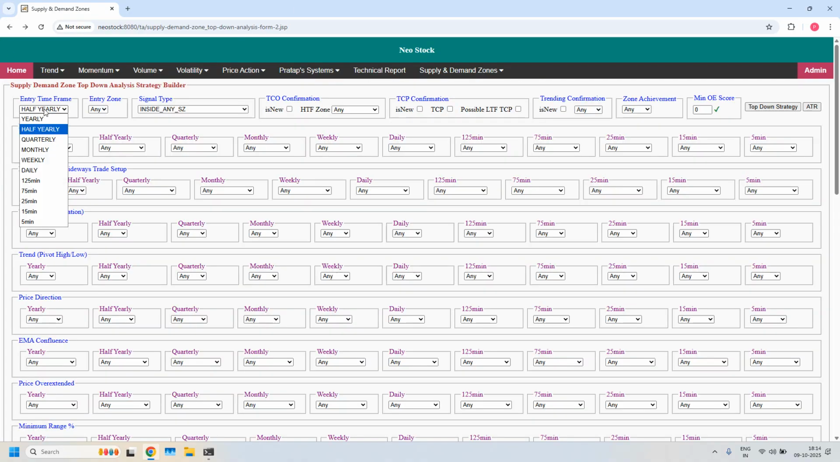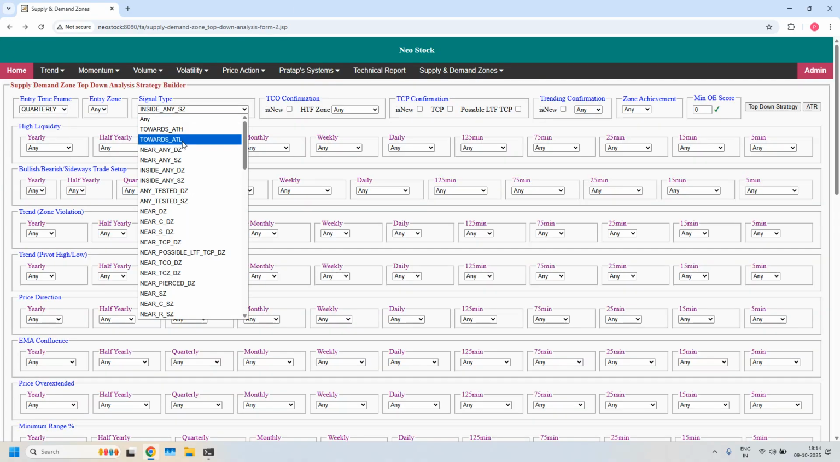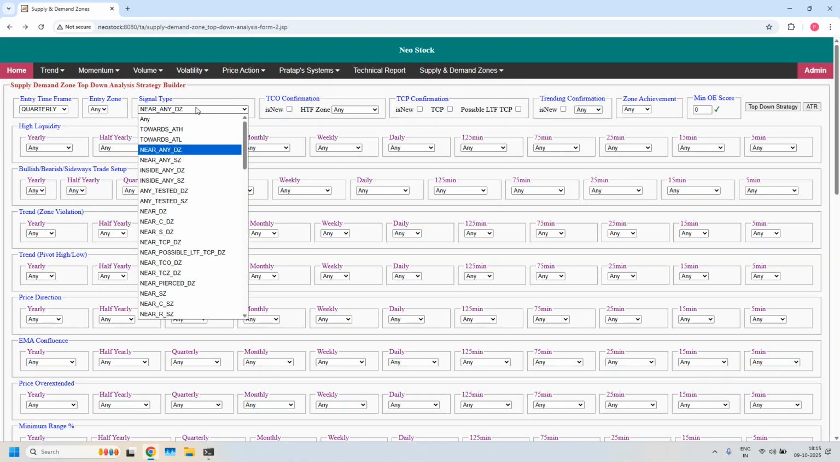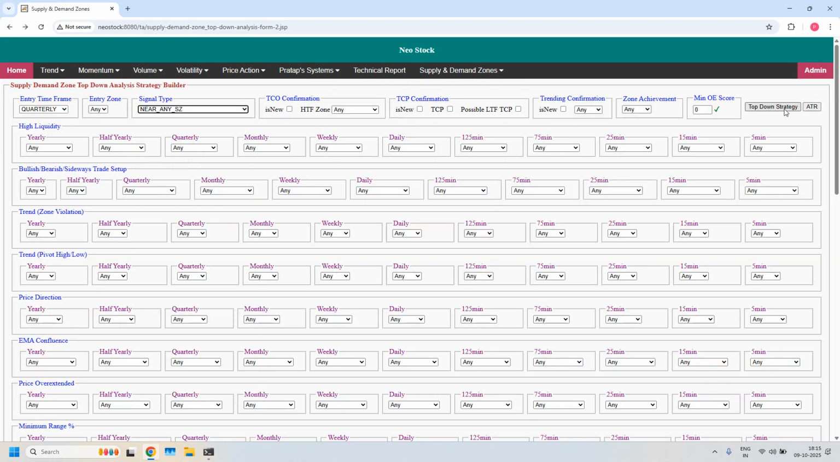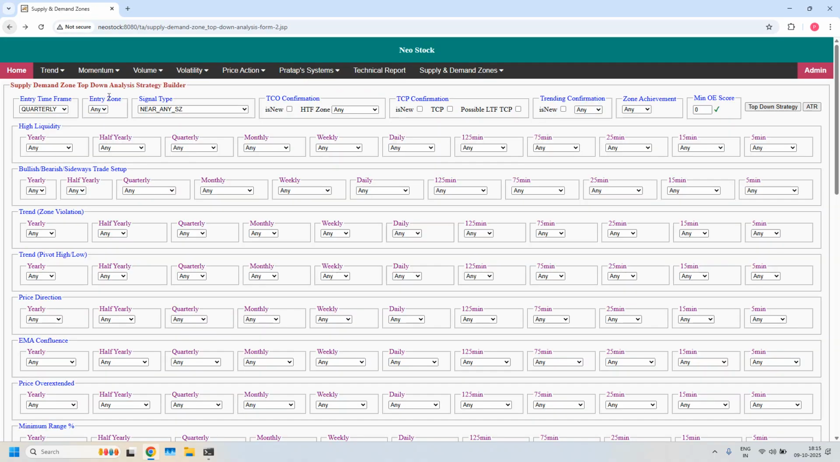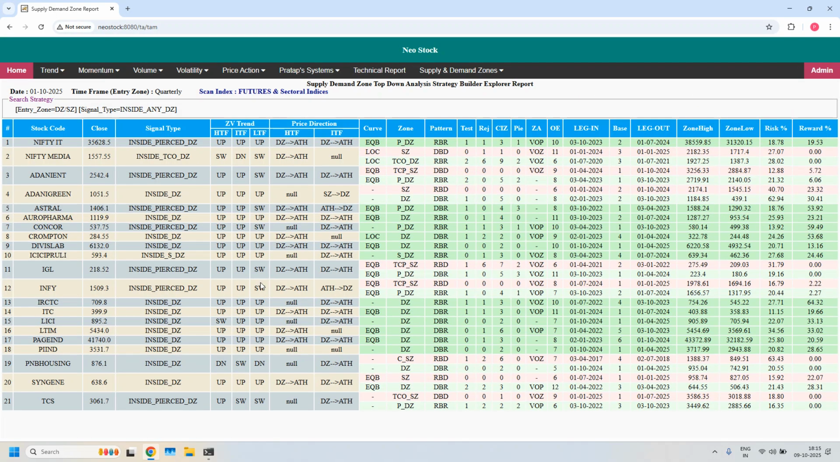Next time frame is quarterly. Stocks near quarterly demand zone, no stocks. Stocks near quarterly supply zone, we got 1 stock. Next, price closed inside the quarterly demand zone, we got 21 stocks.